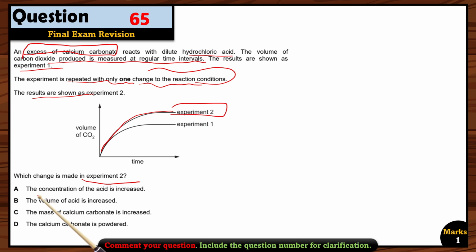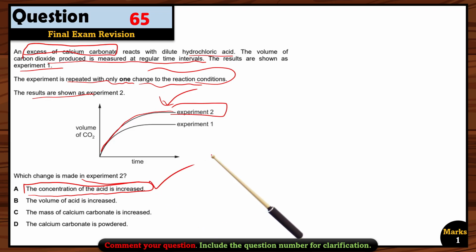First, the concentration of the acid is increased. If you increase the concentration of an acid, what will happen? Of course, the experiment 2 will have higher rate of reaction, right? So we can choose this option also as an option. Let's see now, the volume of the acid is increased. This option can also be right, okay?